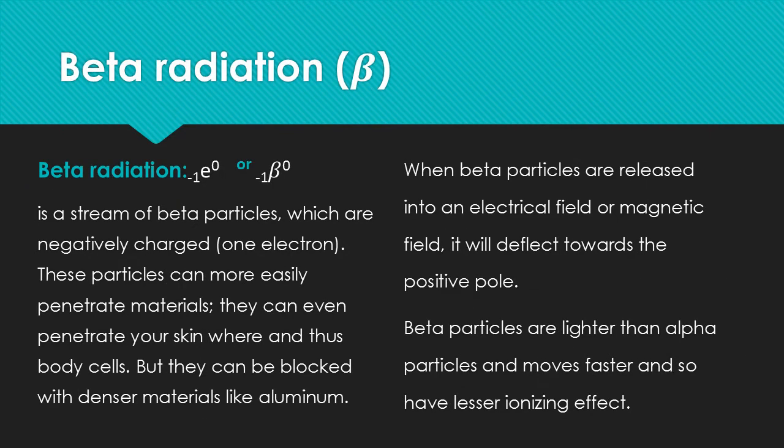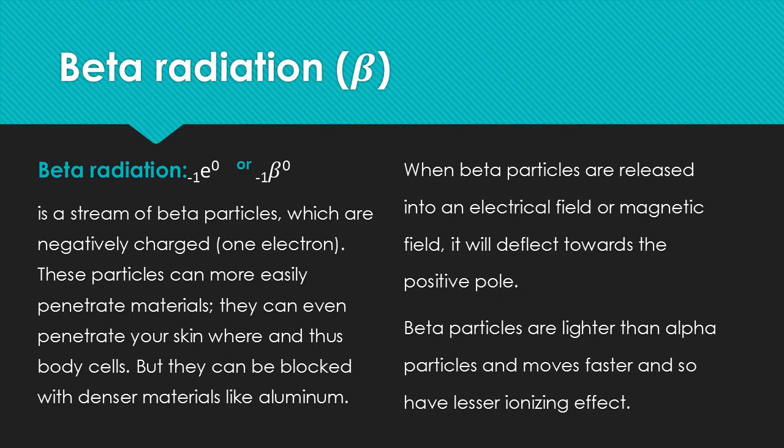The second type of decay is beta radiation. Beta radiation is an electron which has atomic number equal to -1, mass number equal to 0. Beta radiation is a stream of beta particles. Beta particles are negatively charged. These particles can more easily penetrate materials. They can even penetrate our skin, hair and thus body cells. But they are blocked by denser materials like aluminum. Beta particles have a lesser ionizing effect than alpha particles.